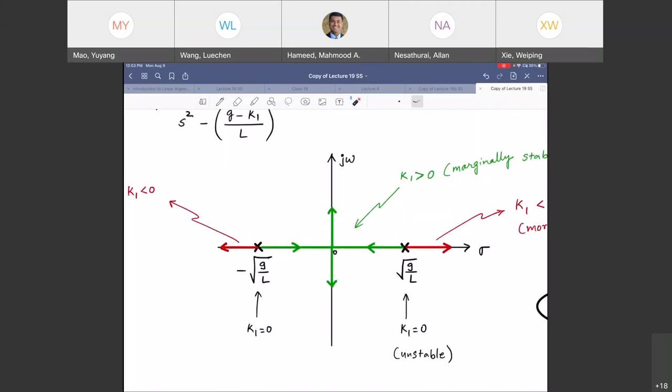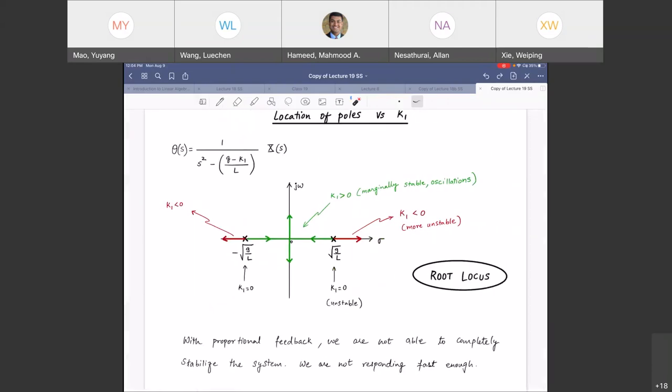But what I'm going to do is start off at K1 equals zero. You see, this is my starting point, over here and over here. If K1 is zero, my two poles are here and here. The question is, I can increase K1, K1 greater than zero, or I can decrease K1, K1 less than zero. What is going to happen to the poles as I increase or decrease K1?